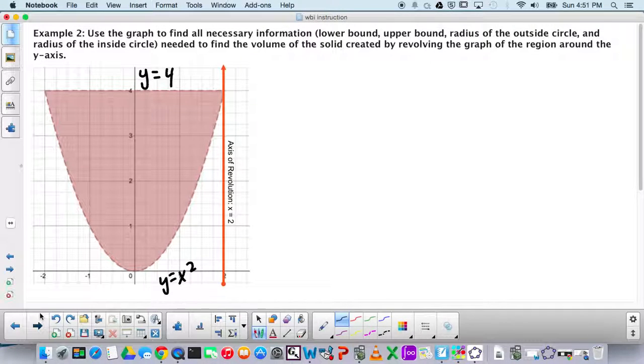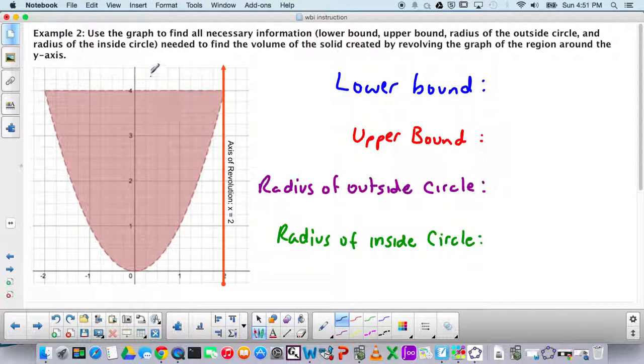So let's find our necessary information. This is still y equals 4. This is still y equals x squared. We're going to look for the lower bound. So what's the lowest y value contained in the region? Well, the region doesn't go any lower than y equals 0, so our lower bound is 0. The upper bound of the region is the greatest y value contained in the region. So the region stops right here, and that y value is 4, so our upper bound will be 4.